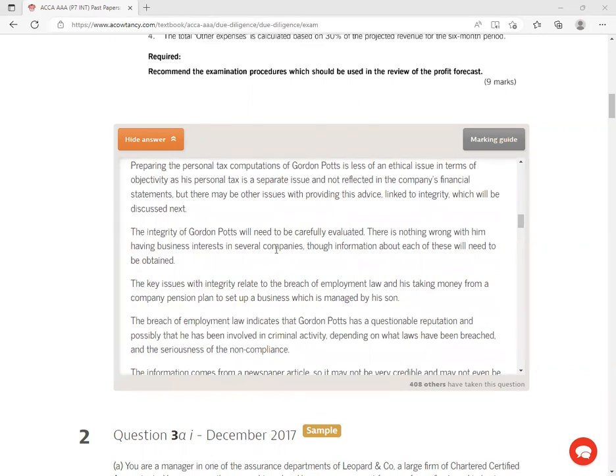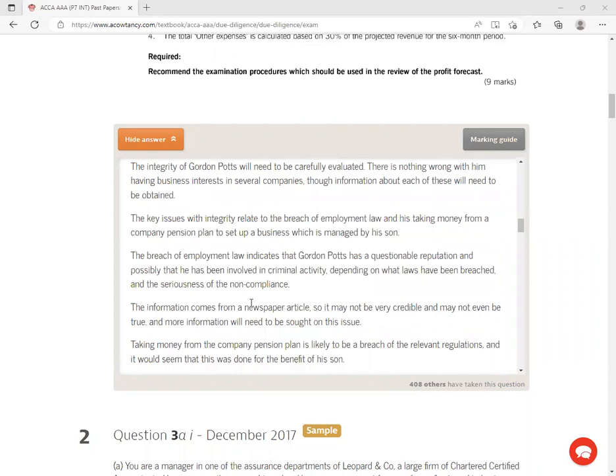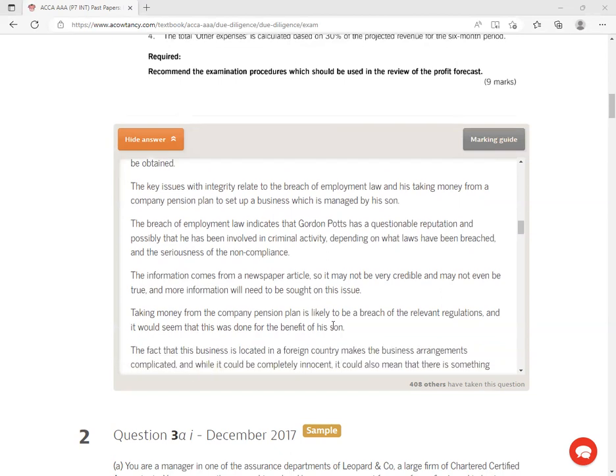There's nothing wrong with him having business interests in several companies, though information about each of these will need to be obtained. The key issues with integrity relate to the breach of employment law and his son, and his taking money from a company pension plan to set up a business which is managed by his son. The breach of employment law indicates that Golden Reports has a questionable reputation and the possibility that he has been involved in criminal activity, depending on which laws have been breached and the seriousness of the non-compliance. The information comes from a newspaper article, so it may not be very credible and may not even be true, and more information will need to be sought on this issue.